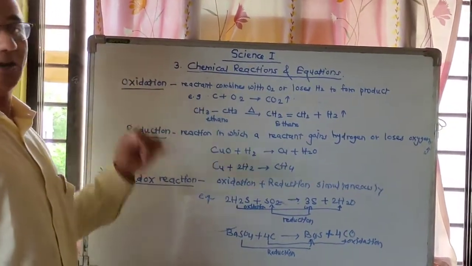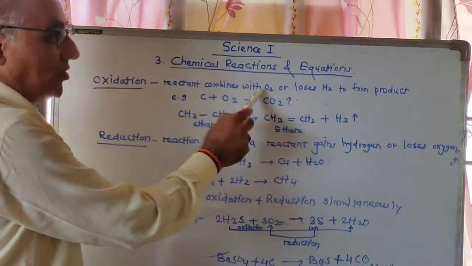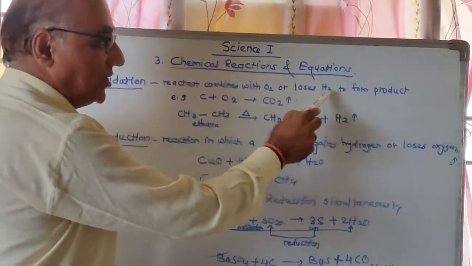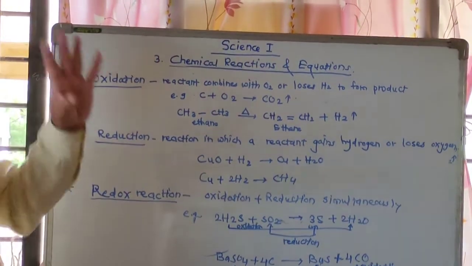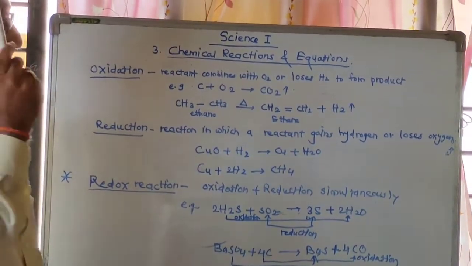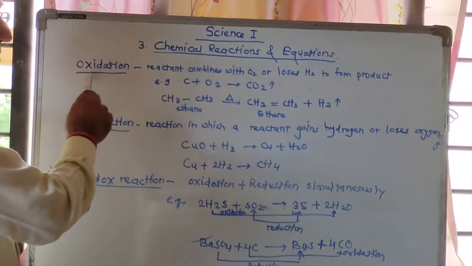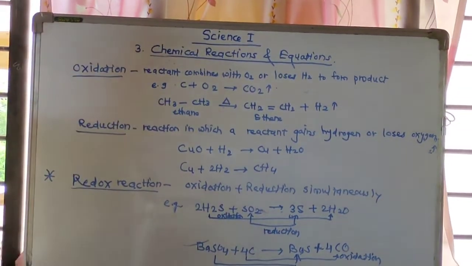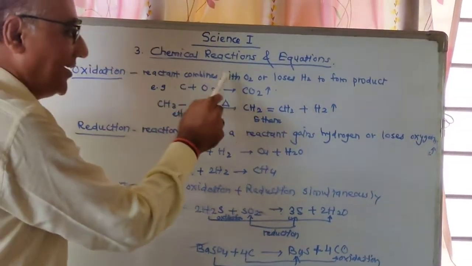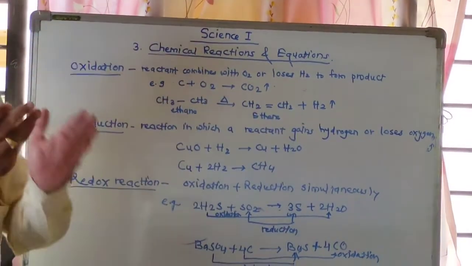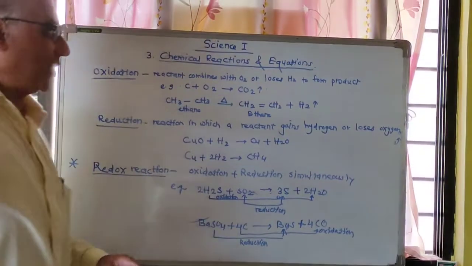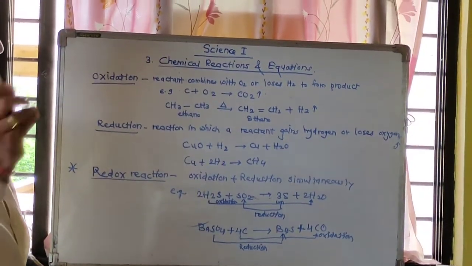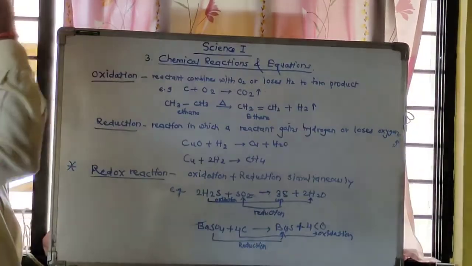The reaction in which a reactant combines with oxygen or loses hydrogen to form a product is called oxidation. Now once again I am going to repeat that definition. What is meant by oxidation? The reaction in which a reactant combines with oxygen, there is a combination of oxygen, or loses hydrogen to form a new product. That process is known as the oxidation process.